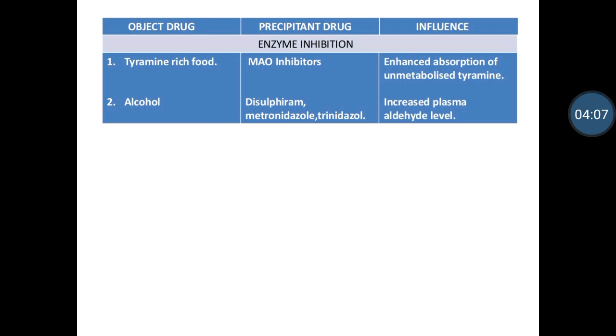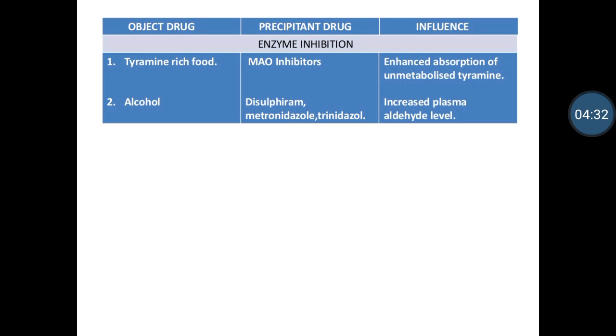The effect is enhanced absorption of unmetabolized tyramine. What will happen? The tyramine's metabolism is not done by the enzyme, so there is enhanced absorption. The example is enzyme inhibition, which means metabolism is drastically reduced.